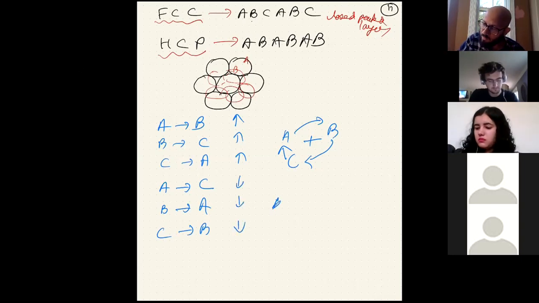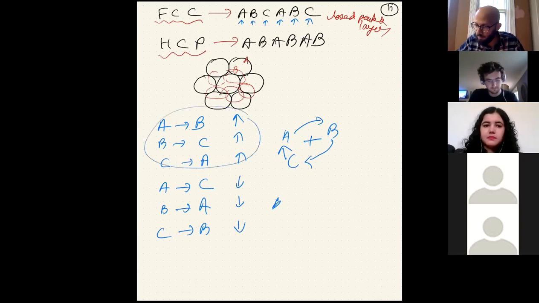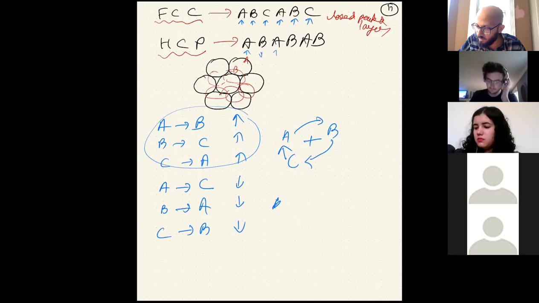So now you can see that this FCC crystal is actually similar to plus, plus, plus, plus, plus, all spins pointing up. So you have A to B, B to C, C to A. It's always in this category. In the HCP, you have A to B, which is plus, but then B to A, which is minus. A to B, which is plus, B to A, which is minus.